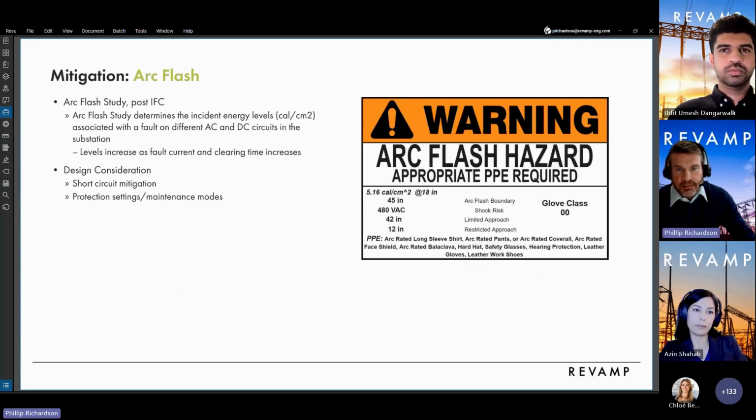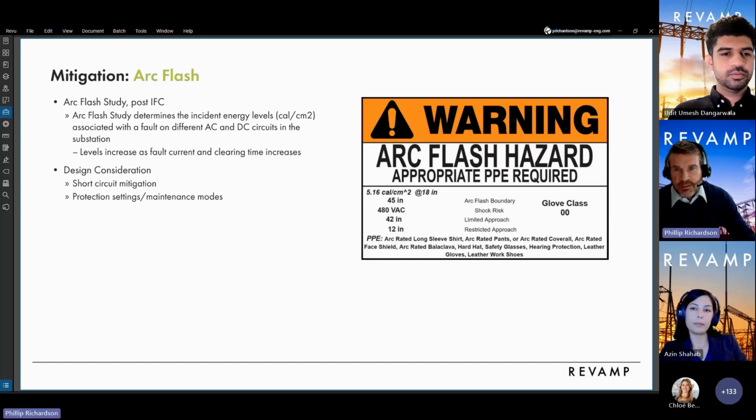Arc flash, as mentioned earlier: as your fault current and clearing time increase, the incident energy level associated with the fault goes up. One easy way to mitigate arc flash is to reduce the short circuit. Another method, which Udit touched on, is using your protection settings to enable a maintenance mode. Maybe when you're going to be working on a particular circuit, you enable the maintenance mode, which allows the relay to pick up on a lower pickup value and trip faster.